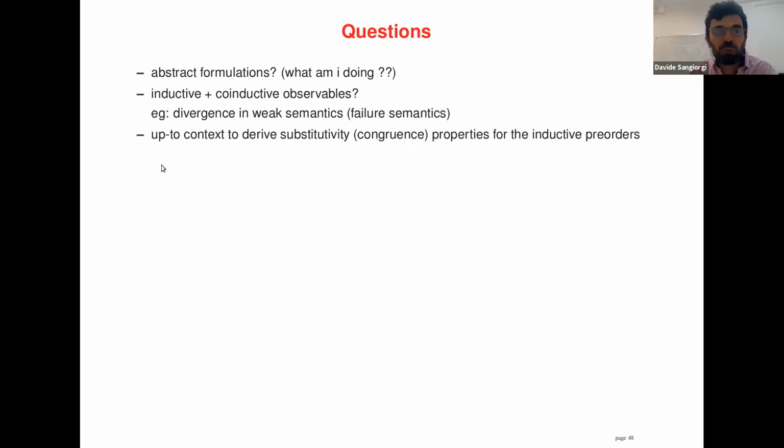And finally, there's a question about the up-to-context technique that I partially already discussed. In the setting of coinductive enhancements, up to context can be used to derive the congruence property, the substitutivity property, for bisimilarity in a given language. Something similar can be done here in the setting of inductive enhancements, but I would like to be able to connect somehow the soundness of the up-to-context enhancement to the congruence and substitutivity property for a given preorder. Okay, I stop here. Sorry if I've been a little long.